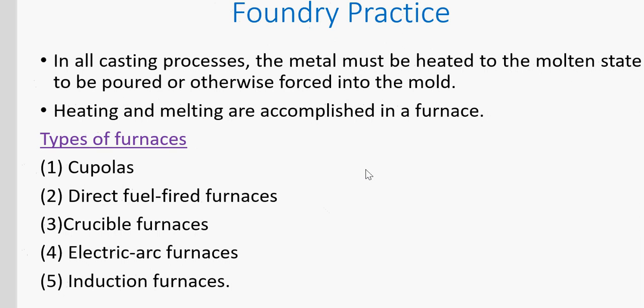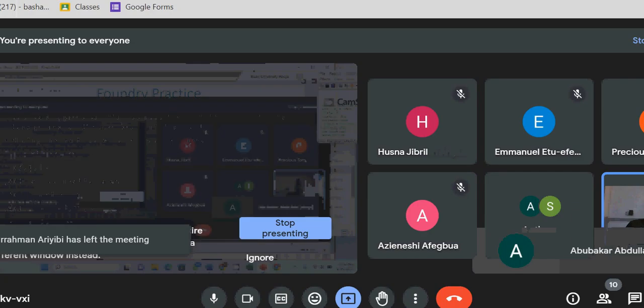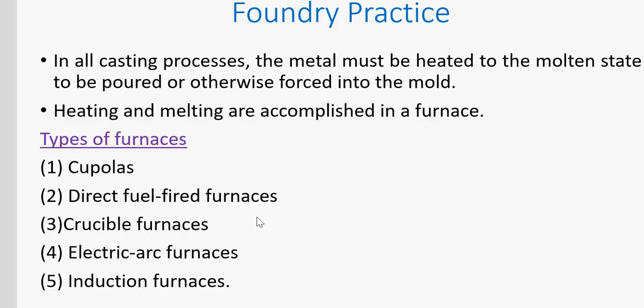So let's look at some of the common furnaces used in foundry. Are we all there, please, class? These are some of the common furnaces used in foundry. We have the cupolas, direct fired furnaces, crucible furnace, electric arc furnace, induction furnaces. Are we there, please, class? Please, I want to hear a response.